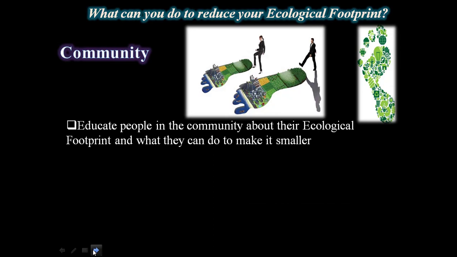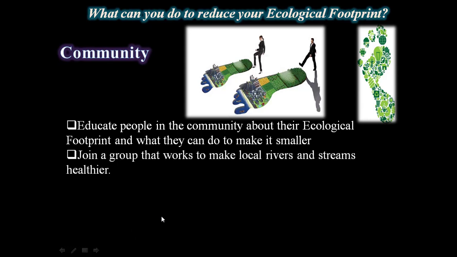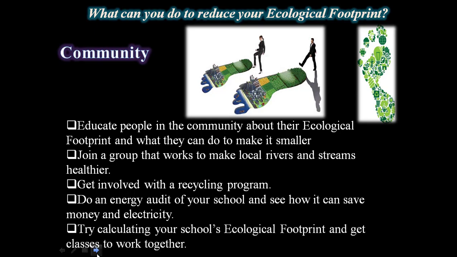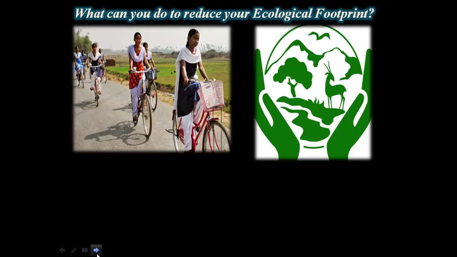And overall, the community. How do we address the community? Educate people in the community about their ecological footprint and what they can do to make it smaller. Join a group that works to make local rivers and streams healthier. Get involved with a recycling program. Do an energy audit of your school and see how it can save money and electricity. Try calculating your school's ecological footprint and get classes to work together.